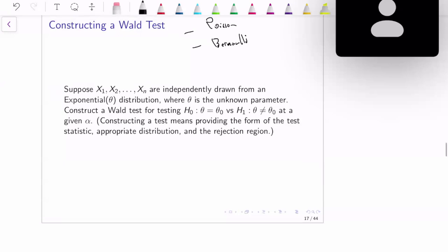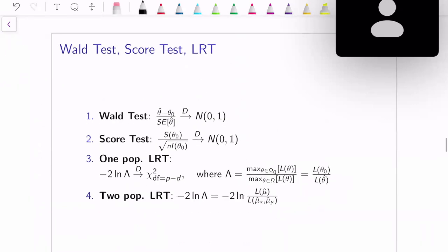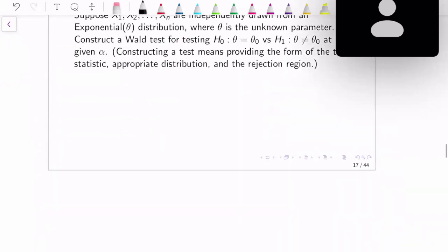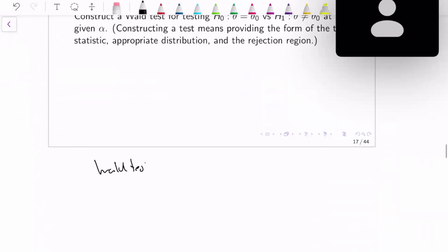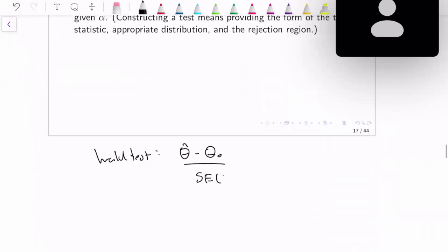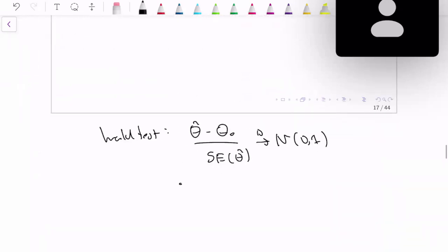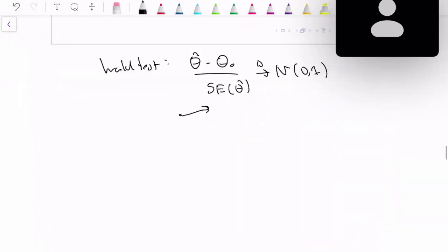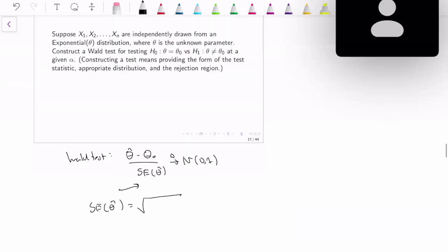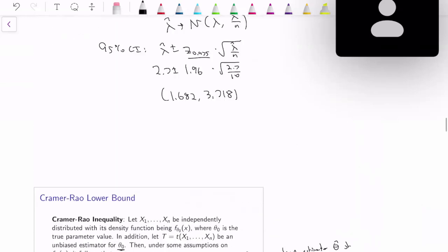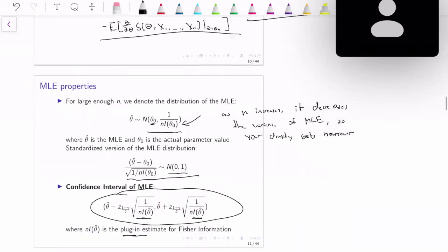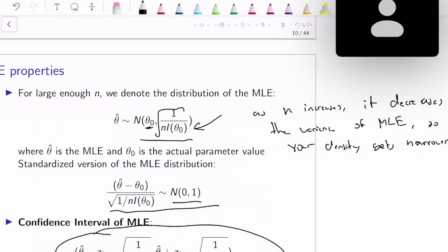So the first thing for the Wald test, I'll just write it out here. We need to get the standard error. That's the first thing we'll usually need to calculate. If you remember the standard error, we're going to be using the large sample property I mentioned earlier. If we want the standard error, we're taking the square root of this.